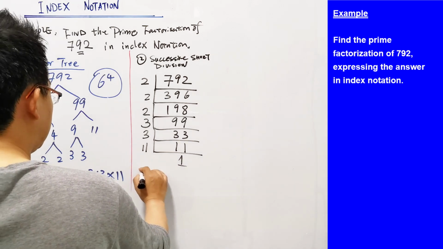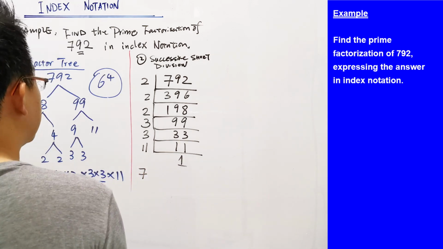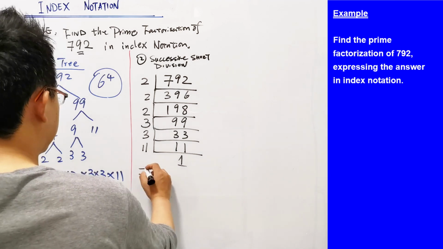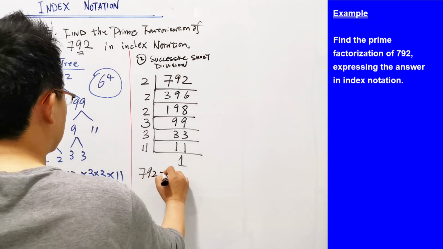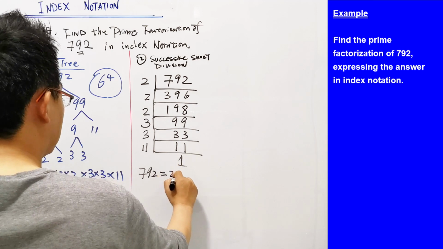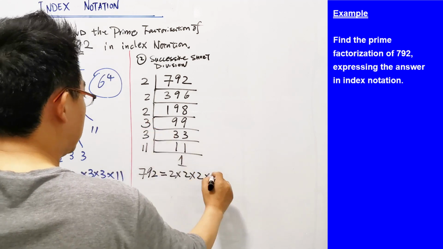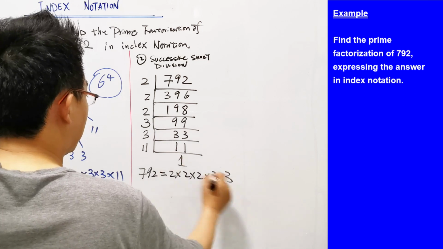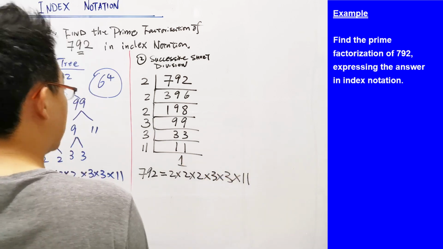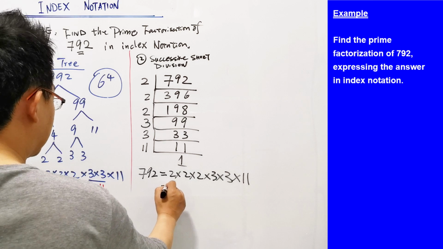So the prime factorization of this number 792. So we got 792 equals to which one? We have 2 times 2 times 2 times 3 times 3 times 11. So that is the thing, right? Okay, and then what's the answer?